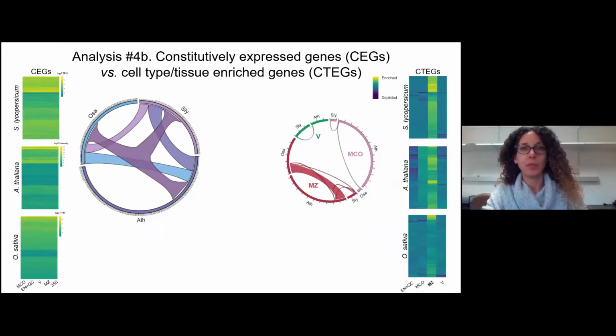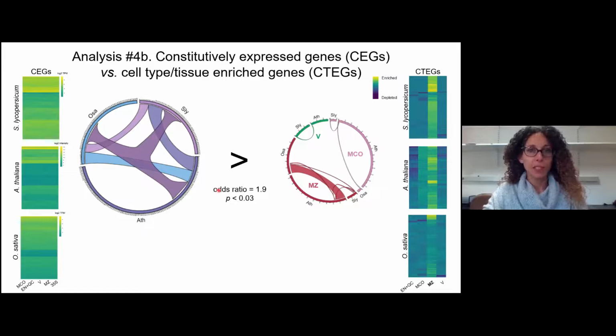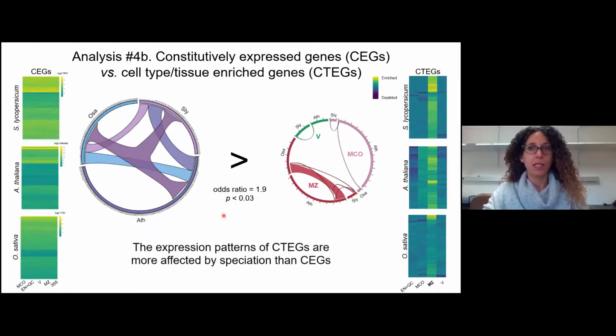Lastly, we compared the constitutively expressed genes, the CEGs, with the cell type enriched genes and found a larger number of overlapping terms in the constitutively expressed genes, even when we considered only the meristematic zone enriched genes. These results suggest that the expression patterns of the cell type enriched genes are more affected by speciation than constitutively expressed genes.